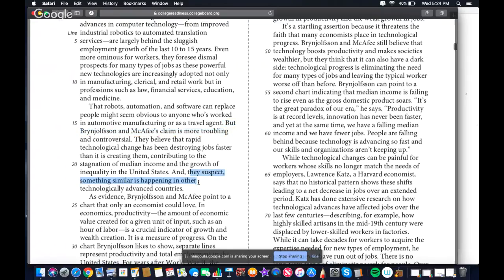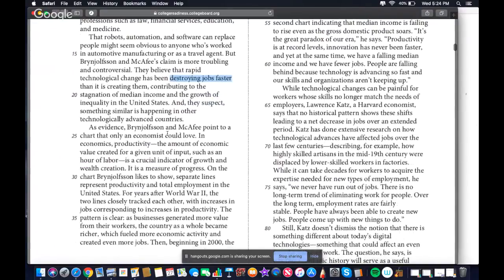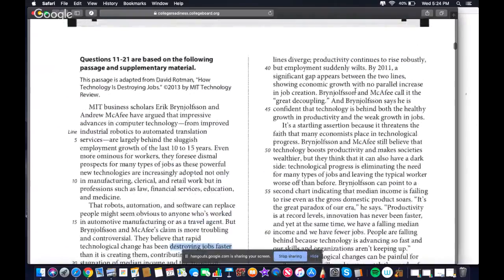They suspect something similar is happening in technology or technologically advanced countries. It's destroying jobs faster, I see up here. Okay, as evidence, these guys point to a chart that only an economist could love. So we're talking about economics. I'm going to go to the end of the passage, or the end of the paragraph.